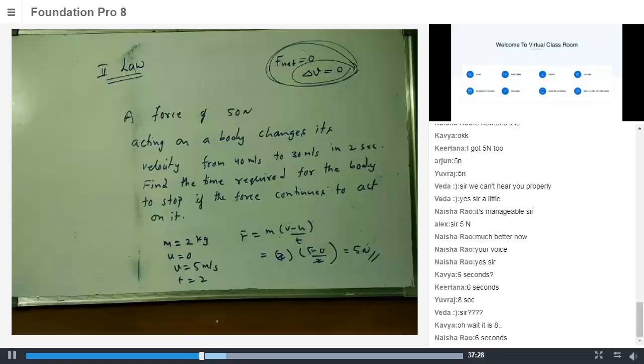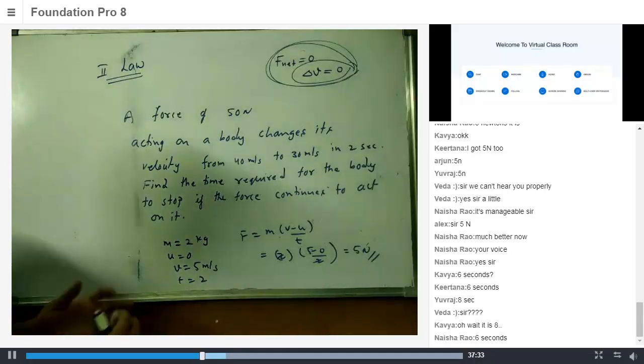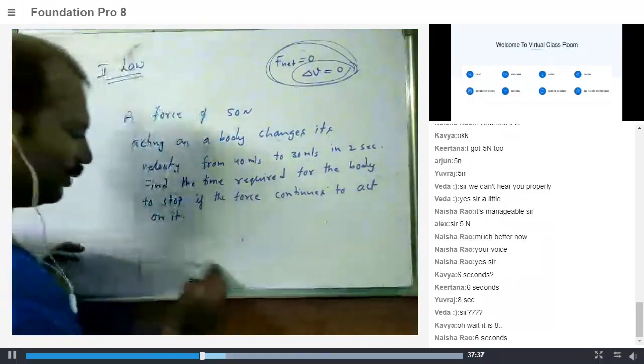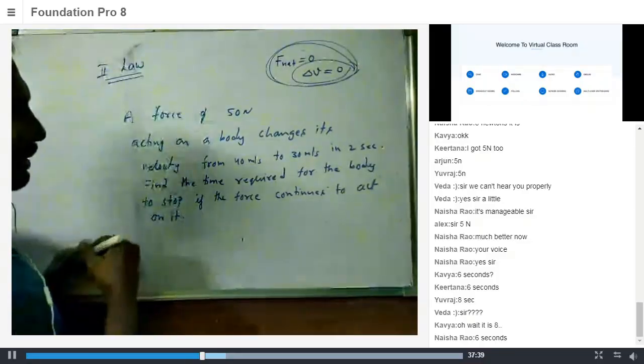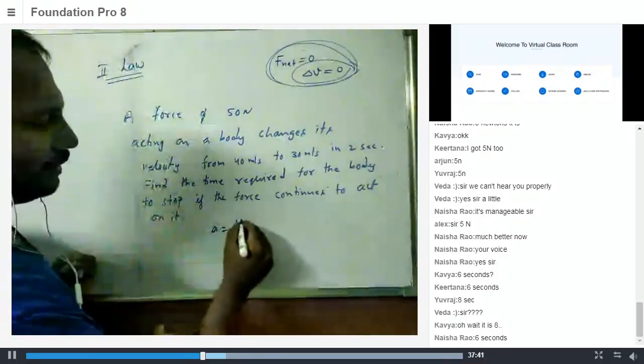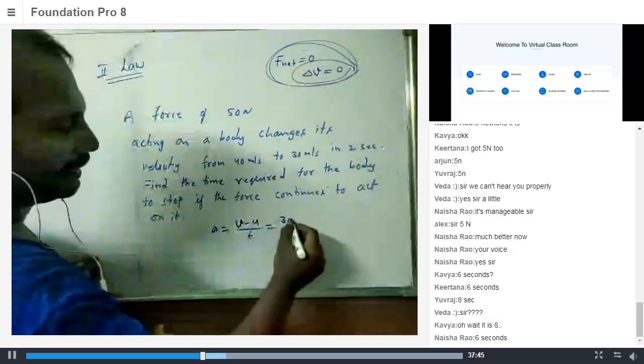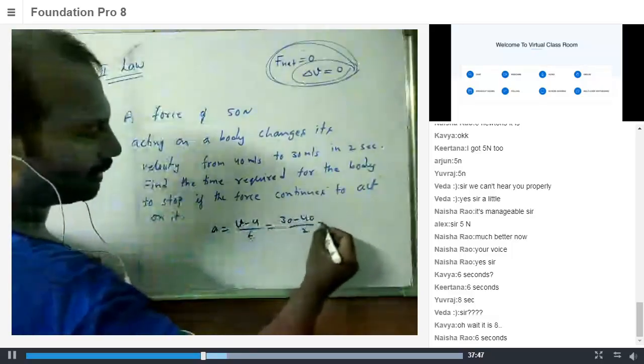So how will we do this? Again, not a very difficult one. Here what I can do is find the acceleration. What is the acceleration here? Acceleration is always final velocity minus initial velocity by time. So how much is that? 30 minus 40 by 2. That is minus 5.